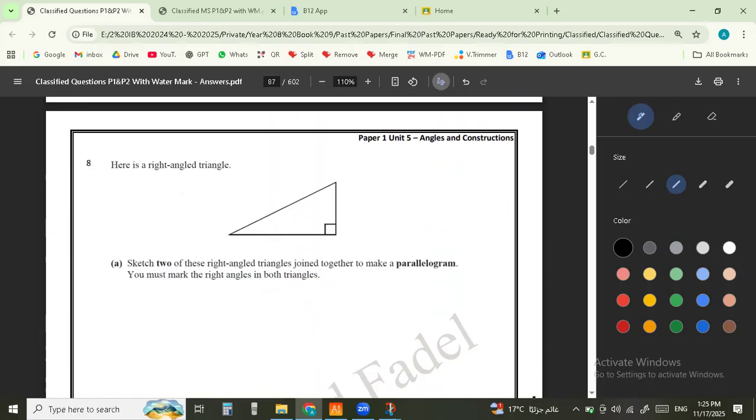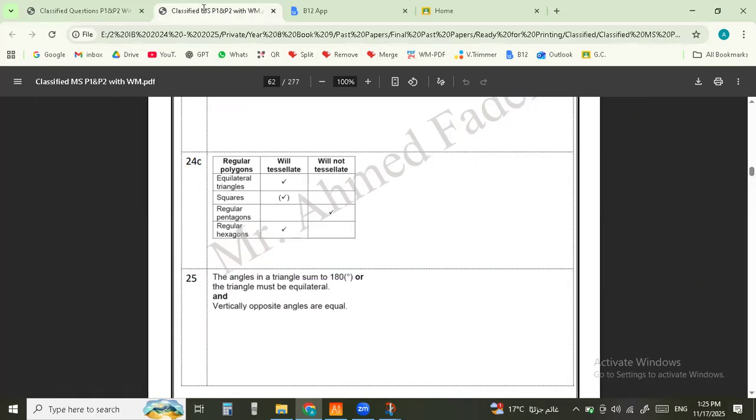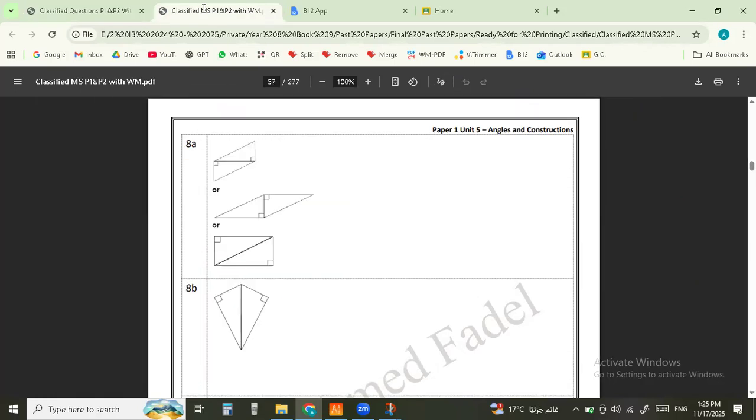Sketch two of these right-angled triangles joined together to make a parallelogram. You're going to find the answers in the mark scheme, which shows you how to make a parallelogram using this right-angled triangle, but using two of them. So look at this, it's question 8. If you put the right-angled triangle this way, and the other right-angled triangle flipped upside down the other way, this way here, they are going to form a parallelogram. So you need to draw one of these two to form the parallelogram.